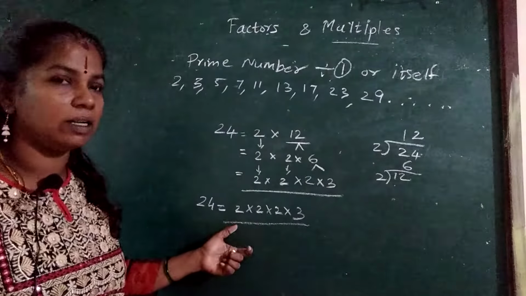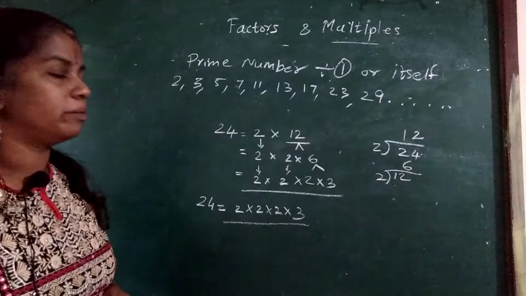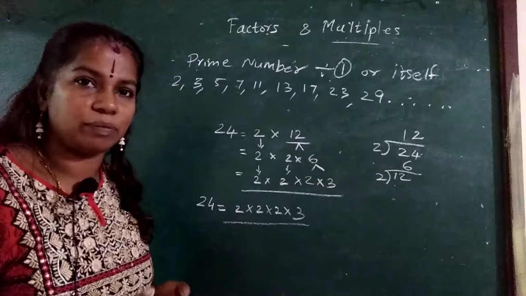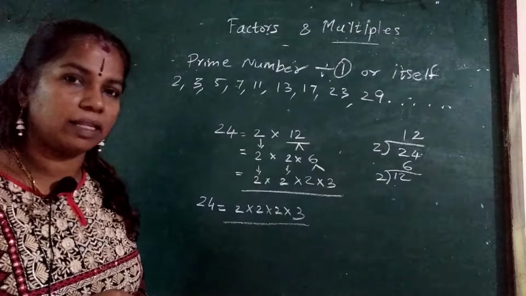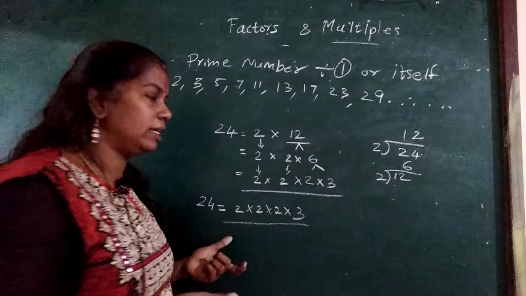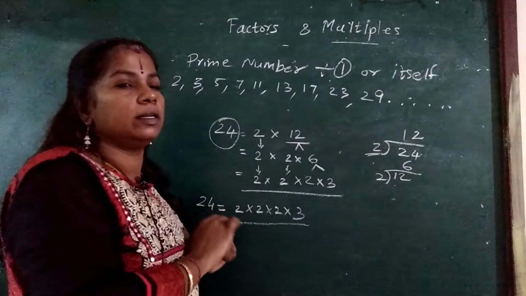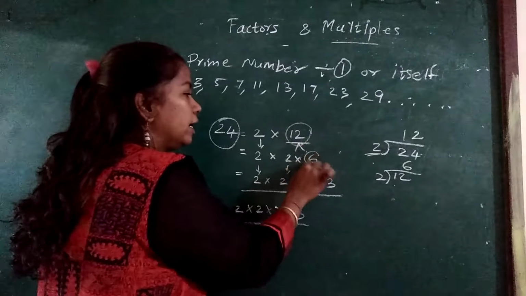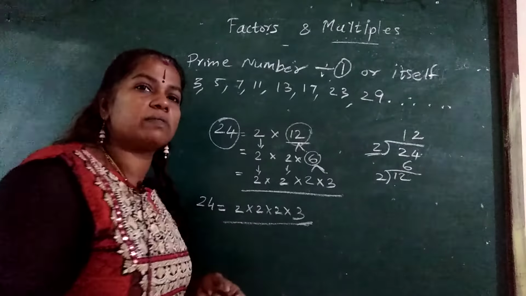Understood? How did I do it? I have split it. Splitting into numbers is factorization. I have used this method. There are three types of factorization that I will explain to you afterwards. First, we will see this: how to write the factors. Understood what I did? I took this number. First, I divided by 2. Then I got the number. This number, again, I divided by 2. Then I again divided by 2, till I made it the smallest one.